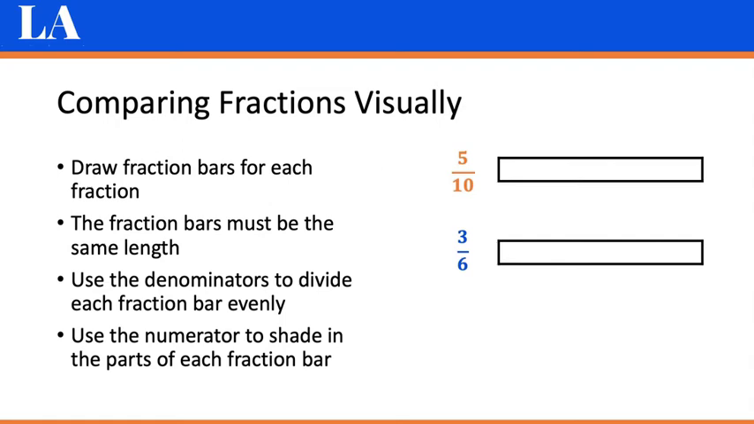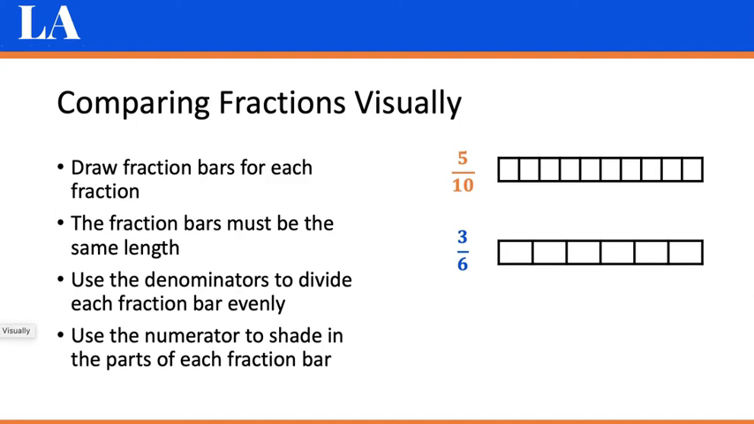Next, we're going to look at the denominator of each fraction and then divide the fraction bars into equal parts. So in the first fraction, we have a 10 in the denominator, and we have a fraction bar that is divided into 10 equal parts. We have a 6 in the denominator in the second fraction, and the fraction bar is divided into 6 equal parts.